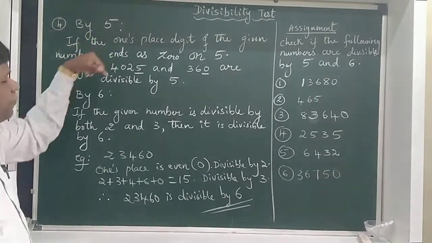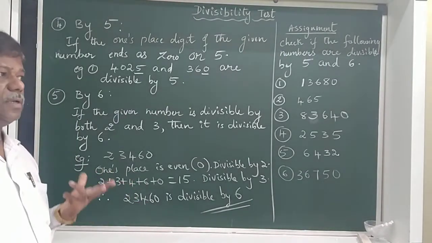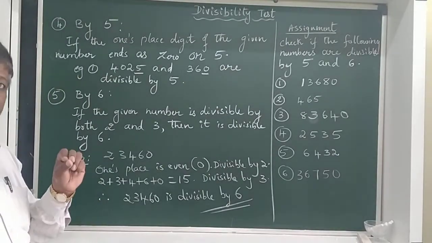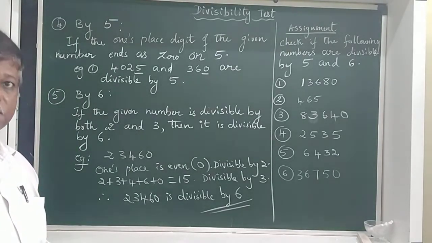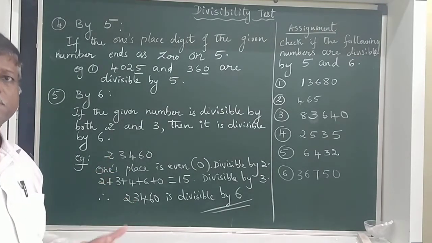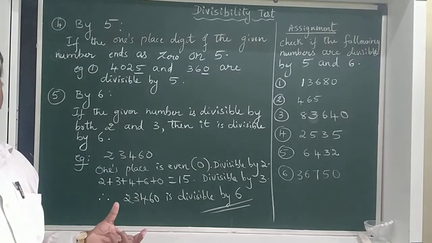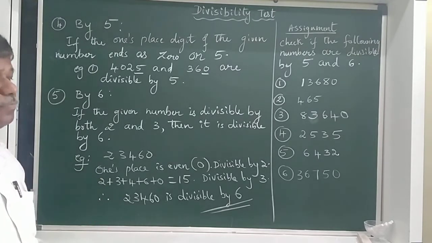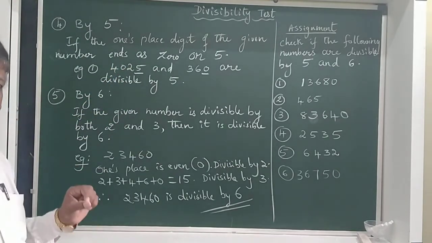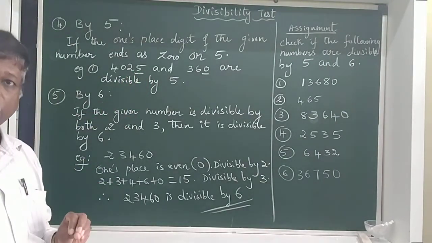So in this part, divisibility test by 5, what are the conditions? If a given number ends with 0 or 5, that means the ones place is 0 or 5, then the whole number, how many digits are there in the number is not important, is divisible by 5. The example is given. 4025 is a number. It ends with a 5, isn't it? The ones place is 5. Therefore, it is divisible by 5.